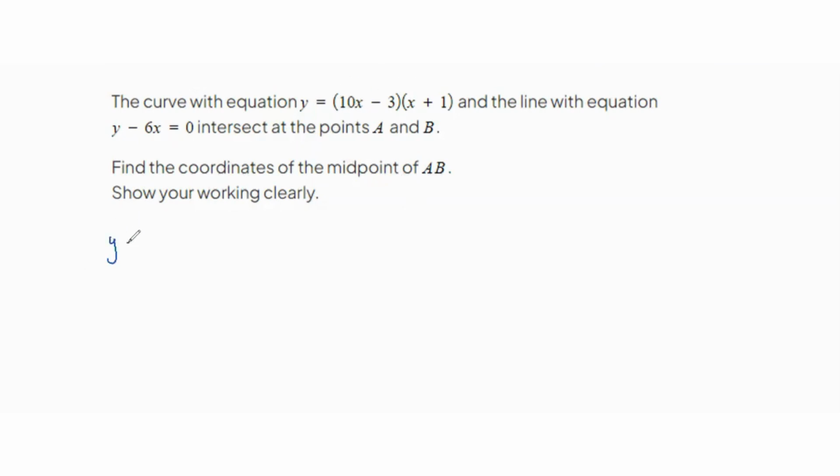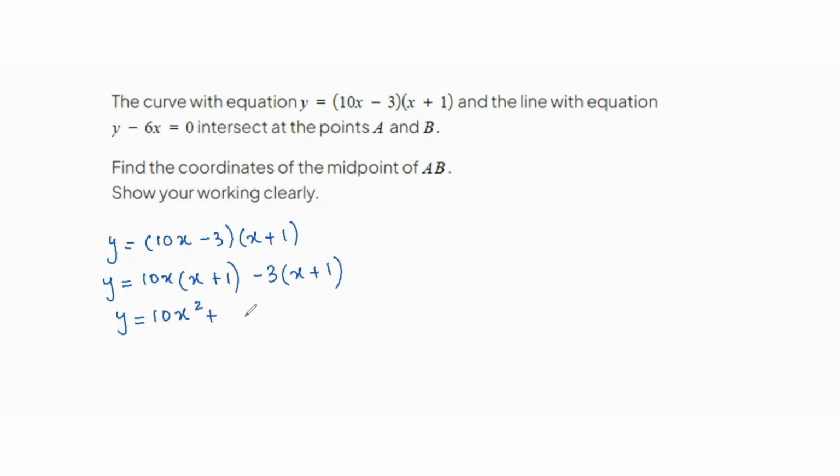So y is 10x minus 3 times x plus 1. So that's going to be 10x times x plus 1 and negative 3 times x plus 1, which is going to be 10x squared plus 10x minus 3x minus 3, which becomes 10x squared plus 7x minus 3.